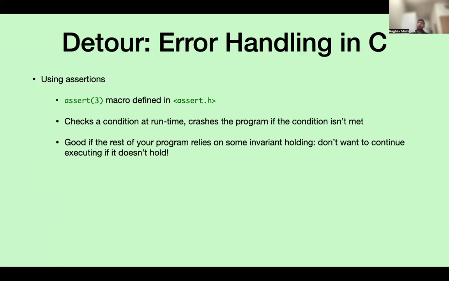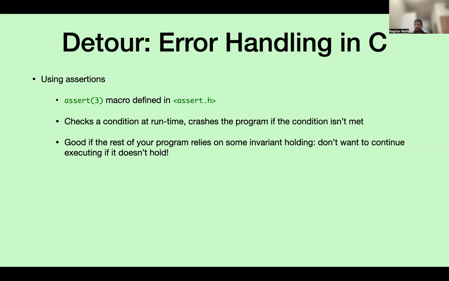So one easy thing to do is to use assertions, right? Assert is a macro defined in the header assert.h. It checks a condition at runtime. So this can depend on dynamic variables. This can depend on whatever you want. Just give it some Boolean value. It checks the condition and then it crashes the program if the condition isn't met.